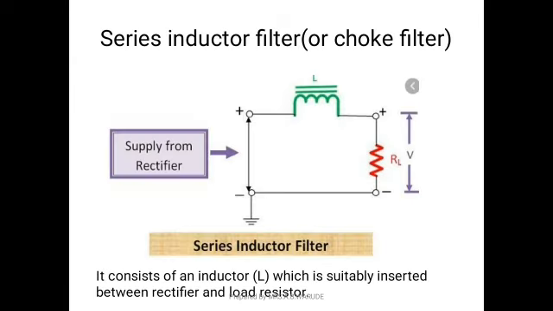Now first, see the first type of filter, the series inductor filter, whose another name is the choke filter. This is the diagram for the series inductor filter. Here the inductor L is used, and one load resistor is used, and the input is from the rectifier, and across the load resistor we find the output.